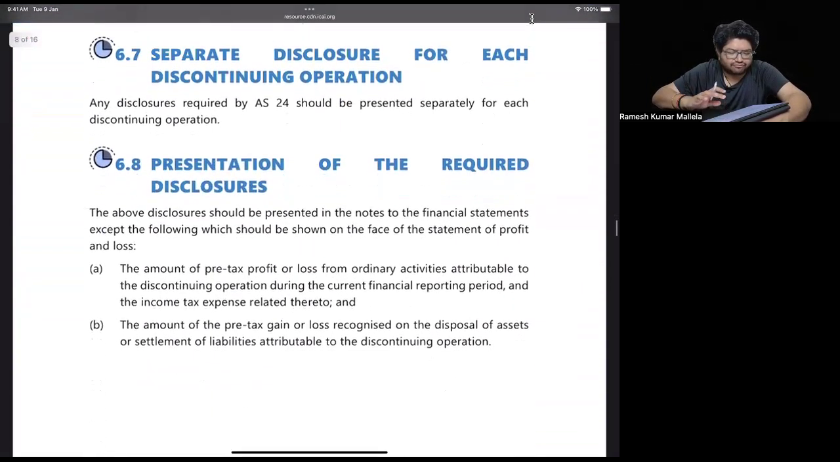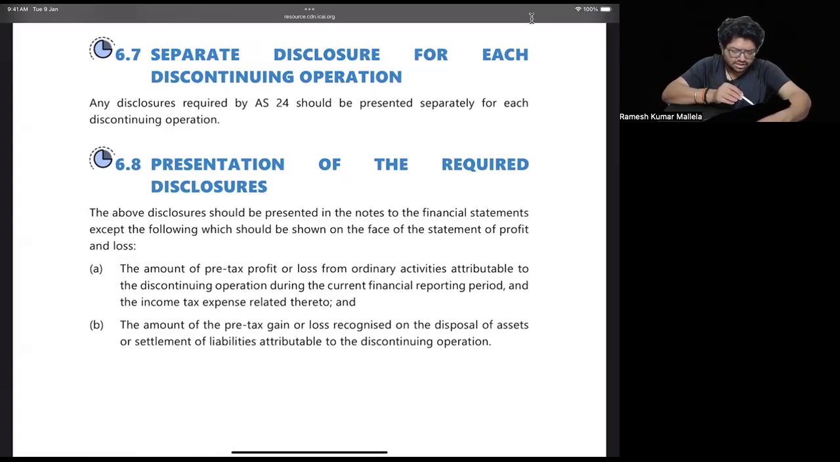And for every separate operation which is being discontinued, we create a separate line item. Say for example, if you have discontinued 3 operations, you have to give discontinuing operations 1, discontinuing operations 2, 3 separately in P&L and balance sheet also. Okay.